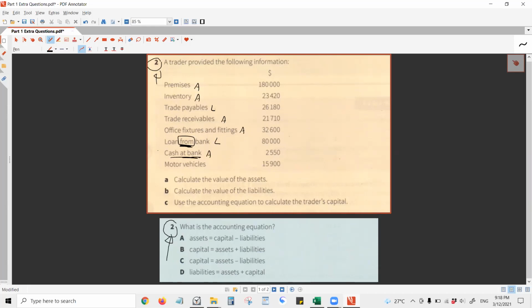Cash at bank is an asset, it means money in the bank. It is also known as bank. The single word bank also means cash at bank. This is also an asset. Which means we have only two liabilities in this question.